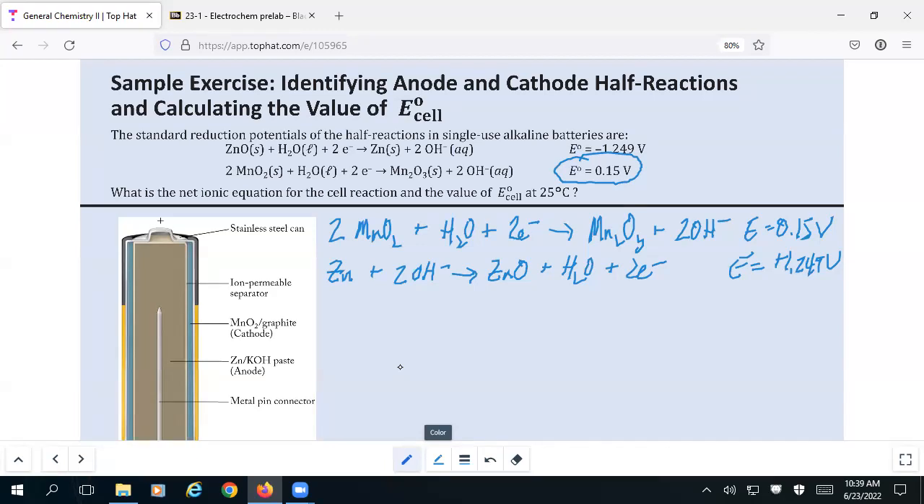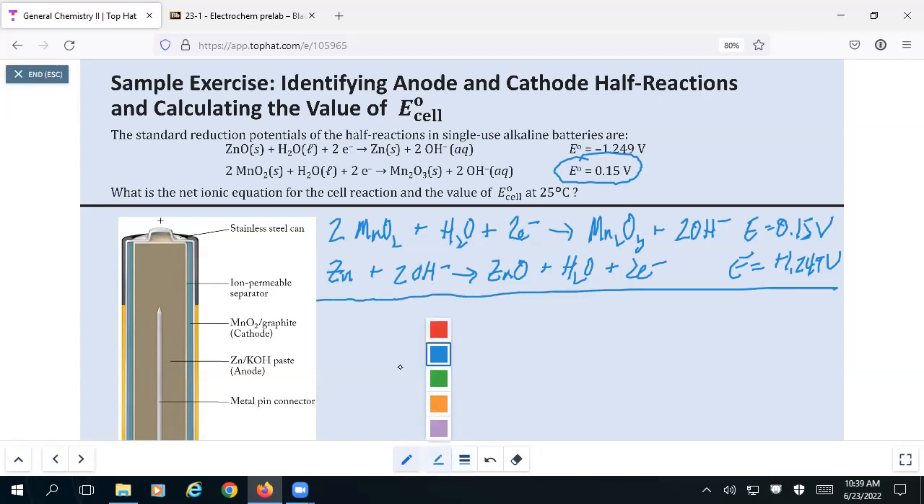to figure out what the balanced equation is in the process anyway. Why not do the same thing? Add them together, add together the E cells, treat this like it's a Hess's law problem. When I do that, the hydroxides cancel out, the waters cancel out, the electrons cancel out.